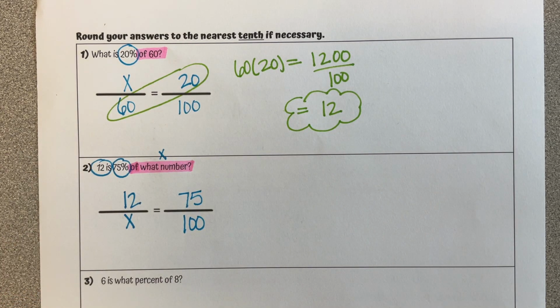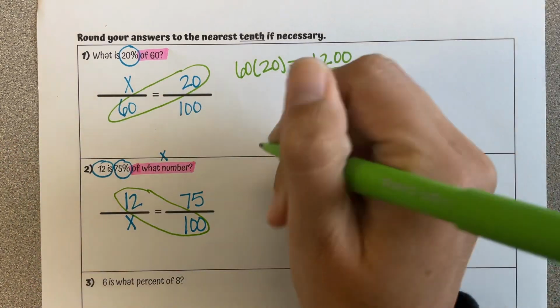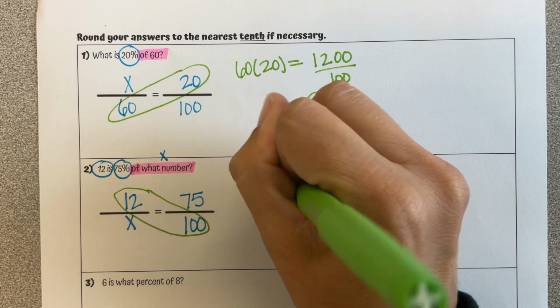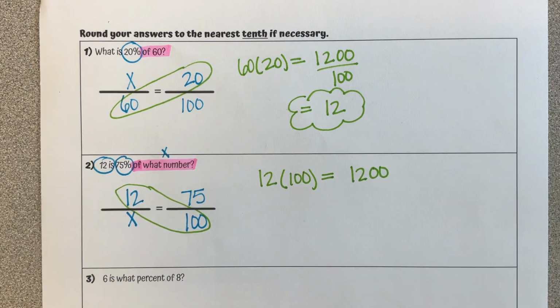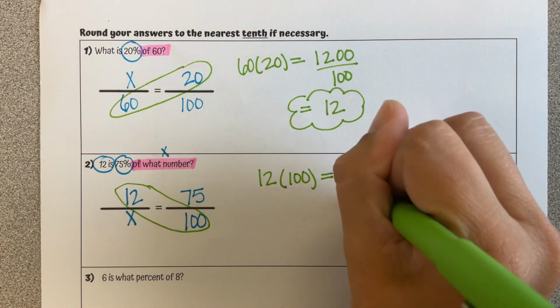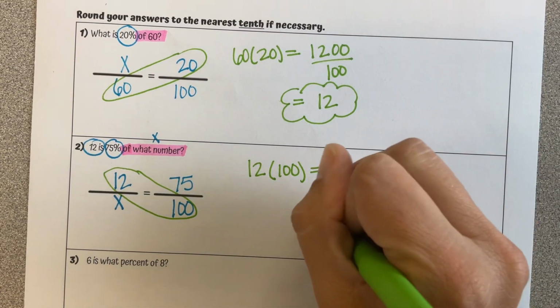Now that our proportion is set up, we can solve. The diagonal that has two numbers in it is right here. So we're going to multiply 12 times 100, which is 1,200. And then we're going to divide this by 75 to get 16.